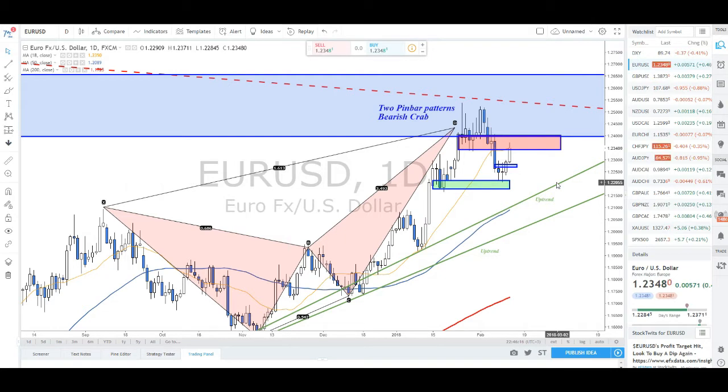Now, if you think that EURUSD is heading higher, meaning dollar index going lower, no problem. What you can do is wait for a breakout, wait for a close above 1.24, and then try to trade the breakout that can lead EURUSD to retest this monthly downtrend line near 1.25.